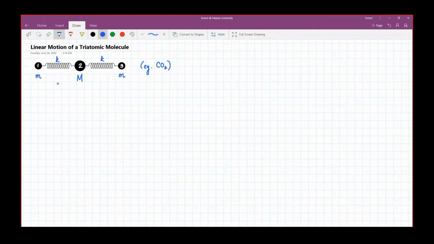From here, we can now define the following displacements with respect to their respective equilibrium position. Let's call these x1, x2, and x3. Now let's compute the equations of motion. As you will notice here, we have three particles, so we expect that we will have three equations of motion. Let's start with the computation of kinetic energy.